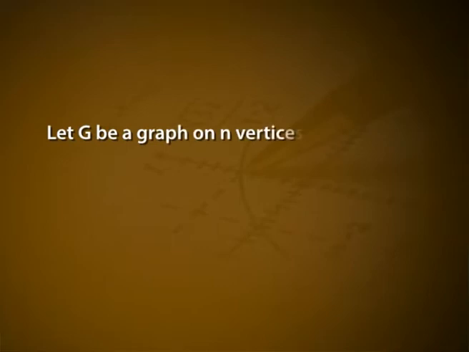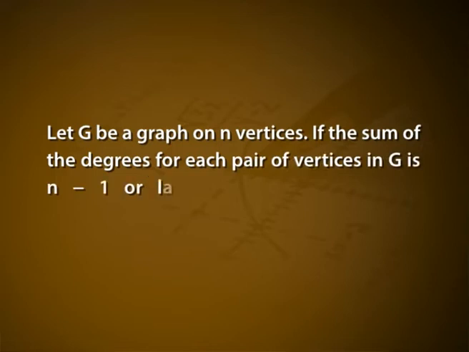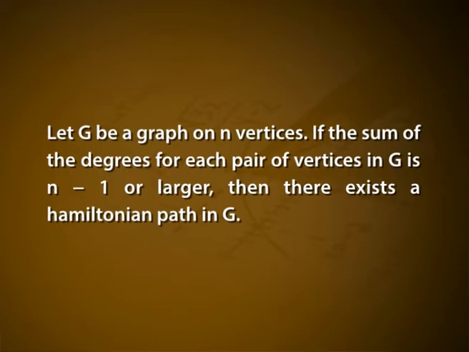The following theorem assures a sufficient condition for the existence of a Hamiltonian path in an undirected graph. The theorem states that let G be a graph on n vertices. If the sum of the degrees for each pair of vertices in G is n minus 1 or larger, then there exists a Hamiltonian path in G. Example: consider the problem of scheduling 7 examinations in 7 days so that 2 examinations given by the same instructor are not scheduled on consecutive days. If no instructor gives more than 4 examinations, show that it is always possible to schedule the examinations.